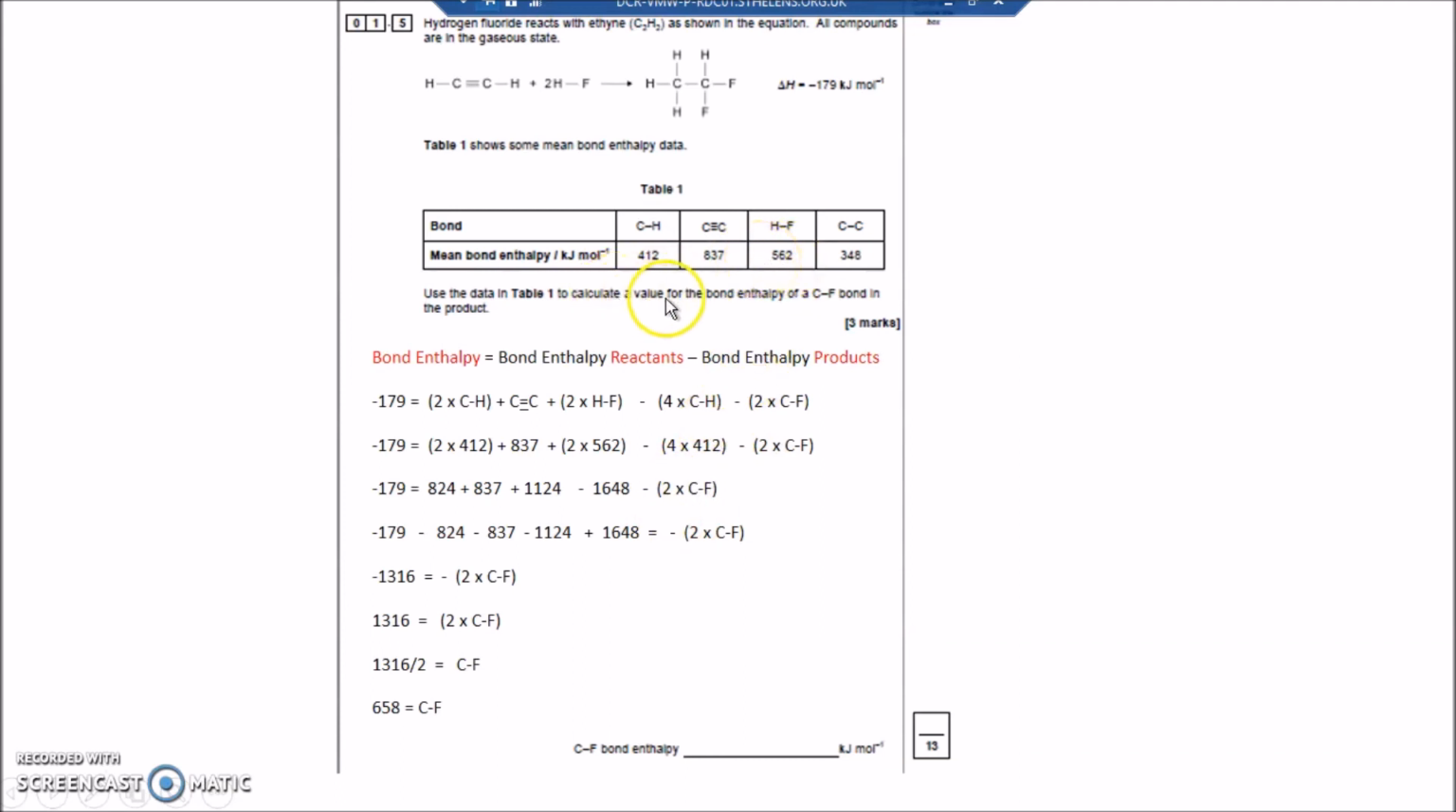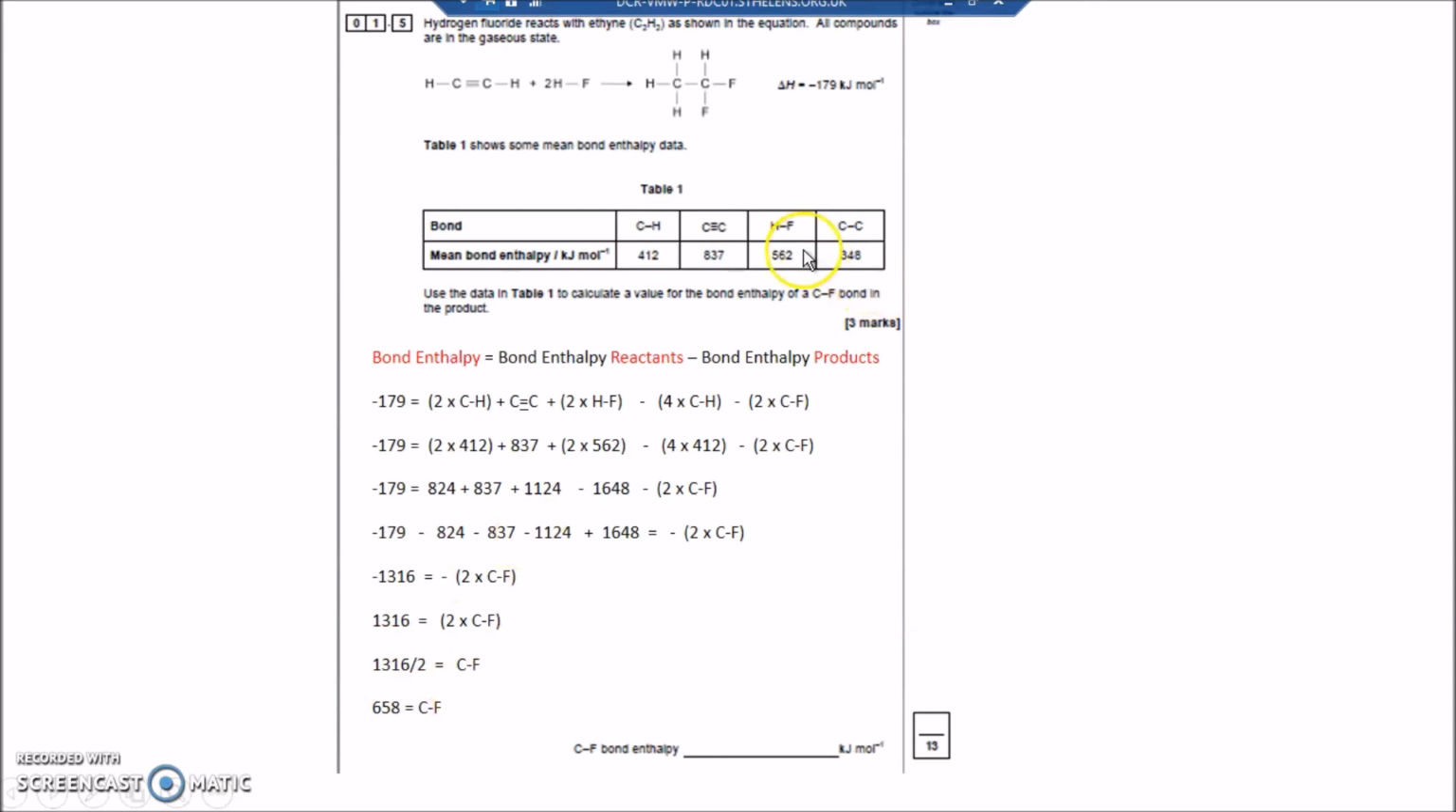What's it trying to find out? Calculate a value for the bond enthalpy of the C to F bonds. Sorry, we've not got the C to F bonds, so they're unknown here. We solved this calculation, and 2 C to F bonds is 1316 divided by 2. The C to F bond is 658.